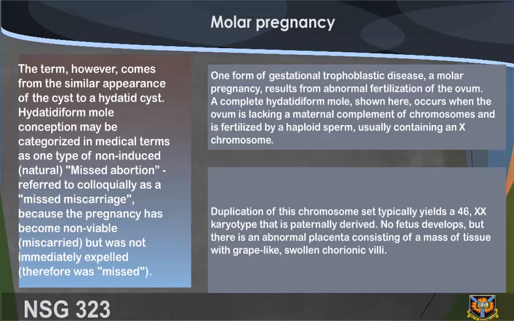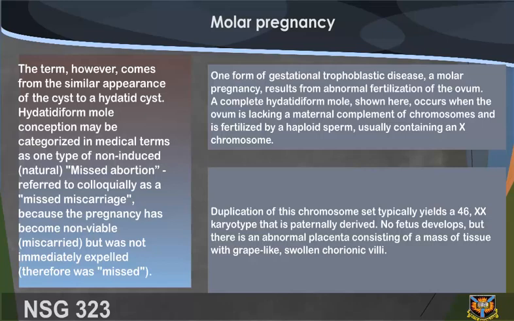Hydatidiform mole conception may be categorized in medical terms as one type of non-induced, natural, missed abortion, referred to colloquially as a missed miscarriage, because the pregnancy has become non-viable, miscarried, but was not immediately expelled, therefore was missed.